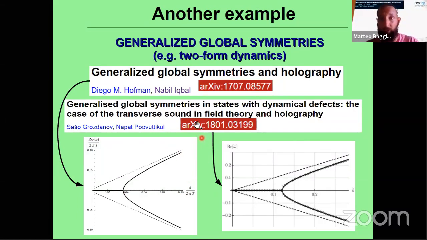So here you can see, for example, these two papers, and these are just plots that I stole from those papers, and you see the dynamics is exactly the same. So this dynamics is very universal. That's what I want to convey.